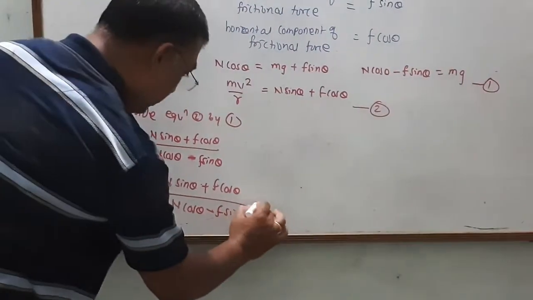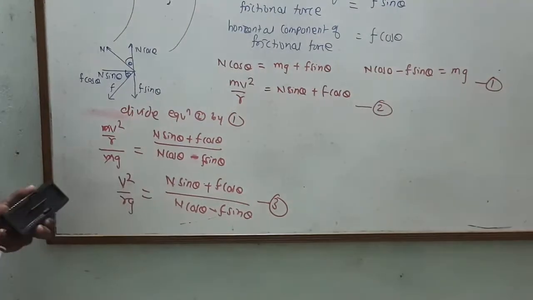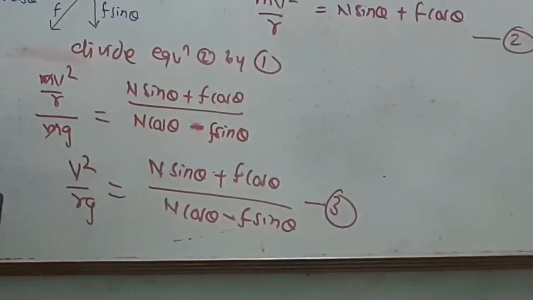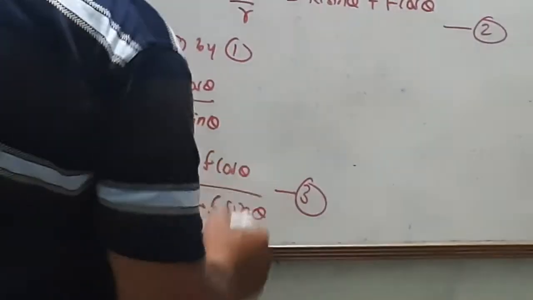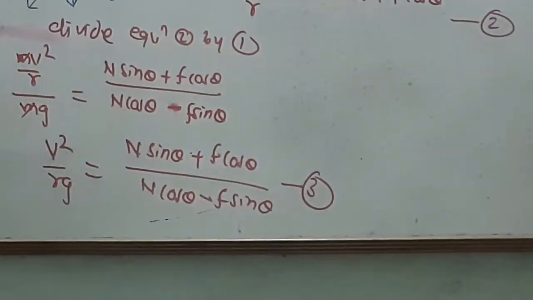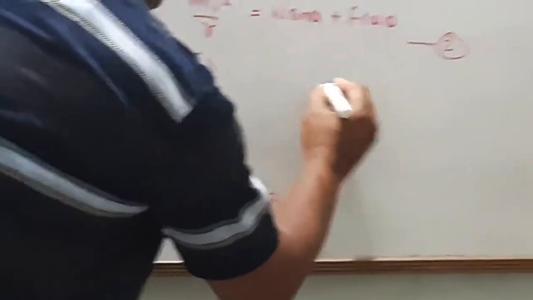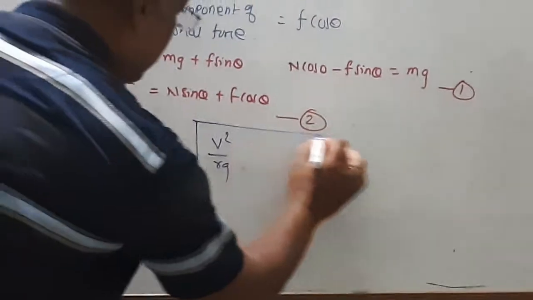So this is equation number 3 here. I can write here in equation number 3. If I divide the right hand side by n cos theta, meaning divide and multiply by n cos theta in the numerator and the denominator here, whatever I can write here, that is v square upon rg.